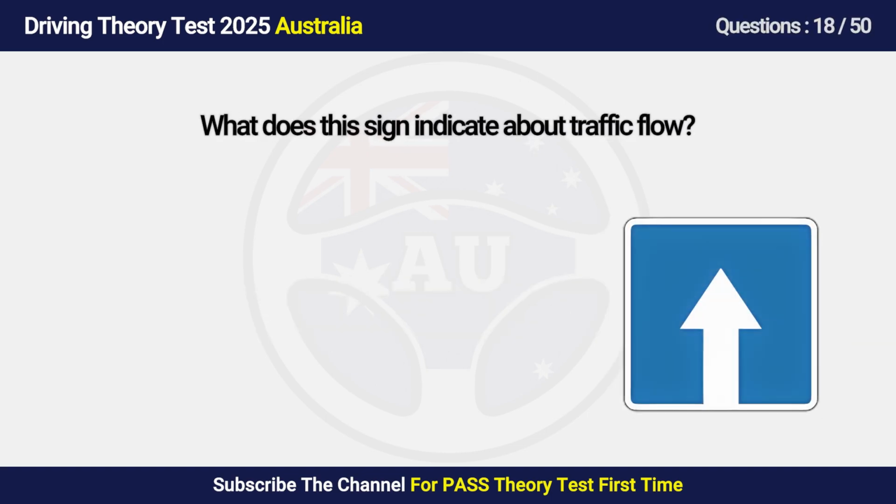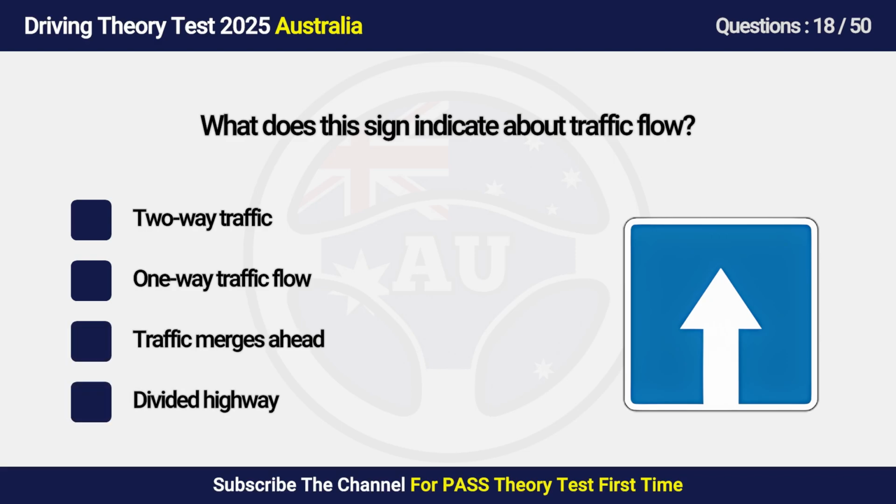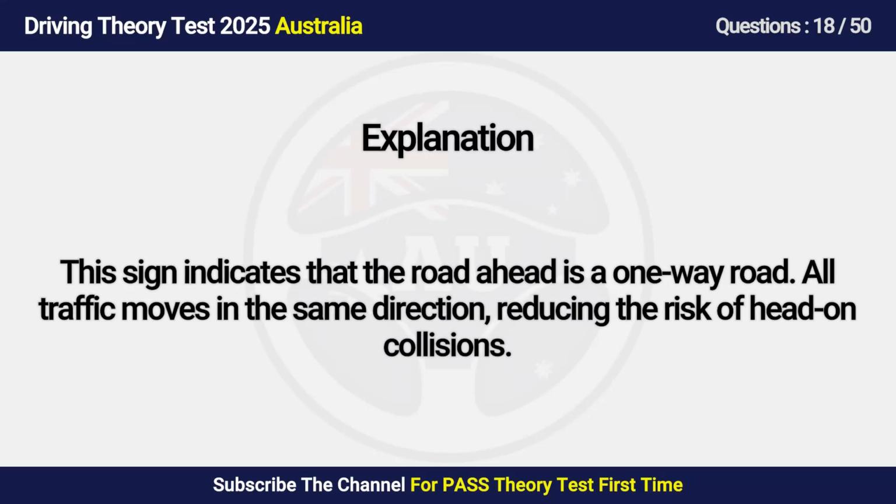Question 18. What does this sign indicate about traffic flow? A. Two-way traffic. B. One-way traffic flow. C. Traffic merges ahead. D. Divided highway. Answer is B. One-way traffic flow. This sign indicates that the road ahead is a one-way road. All traffic moves in the same direction, reducing the risk of head-on collisions.